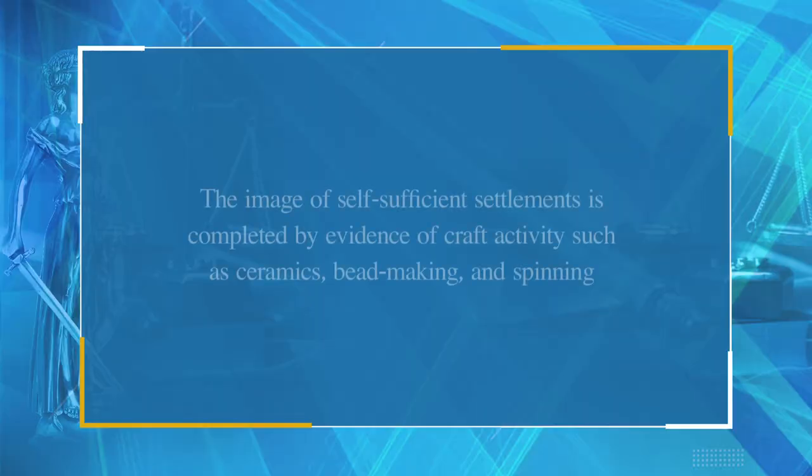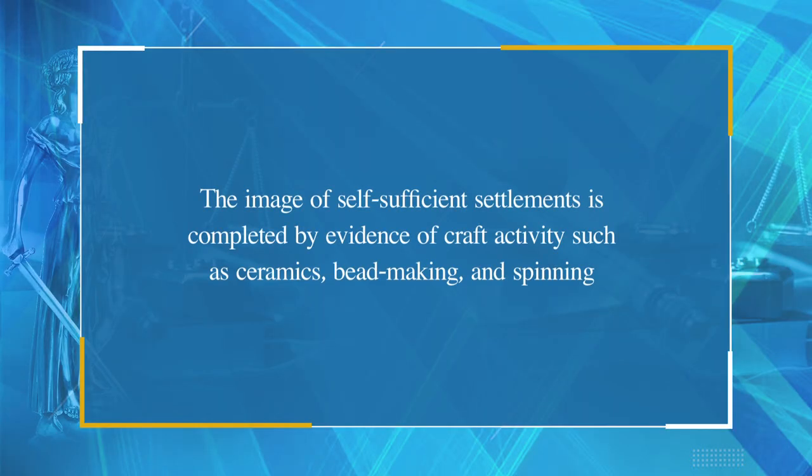Evidence of sedentism or habitation in the form of dwellings, hearths, storage pits, burials, etc., and tools associated with food production, flora and fauna analysis, that is the identification of flora, which means seeds, and fauna, which means teeth, bones, etc., as that of domesticates, emerge from the archaeological explorations and excavations as our primary source. The image of self-sufficient settlements is completed by evidence of craft activity such as ceramics, bead making, and even spinning. While people were still engaged in these activities, they began to rely less on wild animals and more on the domesticated species as time progressed.